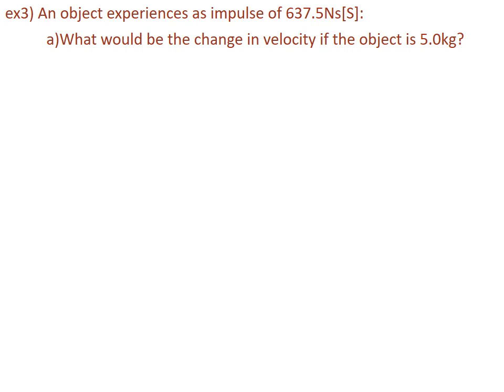Example 3. An object experiences an impulse of 637.5 newton seconds south. What would be the change in velocity if the object weighs 5.0 kilograms? So impulse, which is J, is equal to 637.5 newton seconds south. We're looking for the change in velocity, so delta V is our unknown, and the mass is 5.0 kilograms.